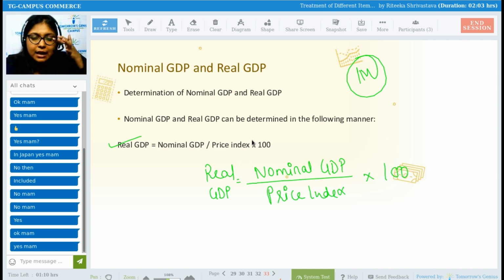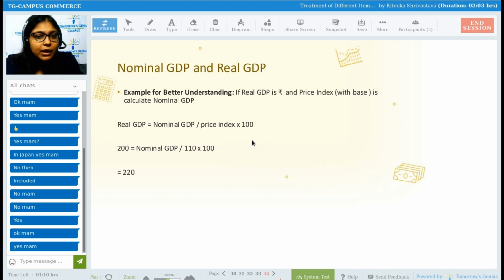Usually they don't ask, but if at all they ask, it will be 1 mark questions where values will be given to you and they will tell you to find out real GDP. See what example they have given. If real GDP is rupees 200 and price index with base year is 110, then calculate nominal GDP.